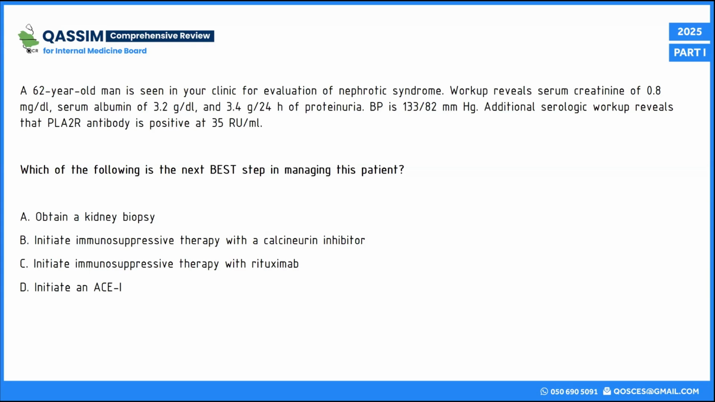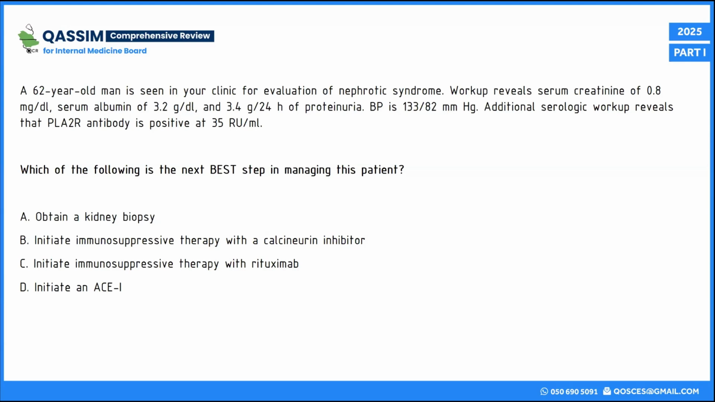So which of the following is the next best step in managing this patient? He is a 62-year-old man seen in your clinic for evaluation of nephrotic syndrome. Workup reveals serum creatinine 0.8, albumin 3.2, 3.4 gram proteinuria, blood pressure 133 over 82. Additional serologic workup reveals phospholipase A2 receptor positive at 35. So what do you think is the best next step in management of this patient?